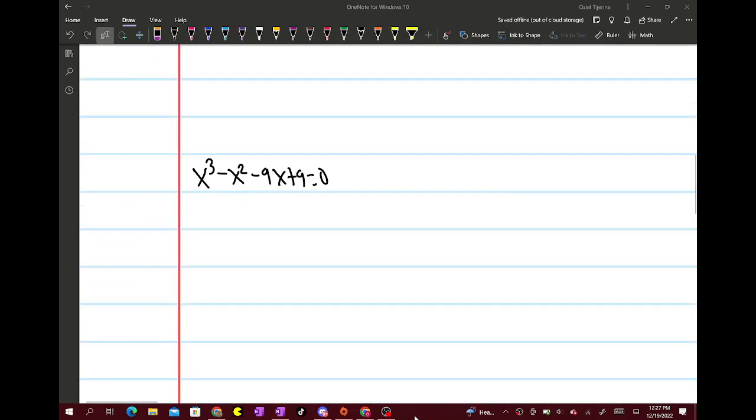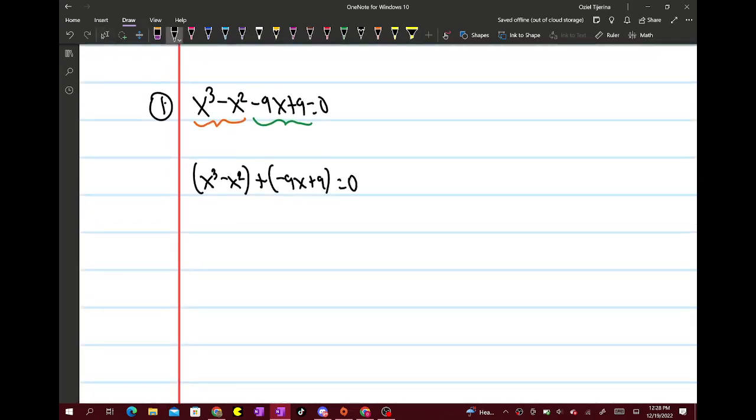So this is the first one, x cubed minus x squared minus 9x plus 9 equals 0. And what we're going to do is factor this by grouping. So this is x cubed minus x squared, and then plus, I'm going to grab this part here, plus, in parentheses, negative 9x plus 9. And then this is equal to 0, right?